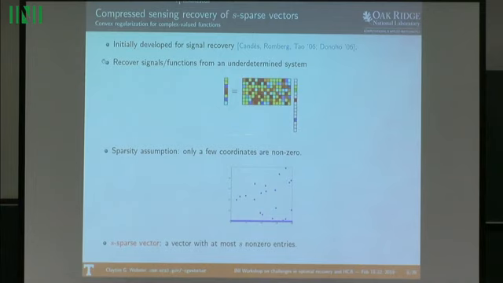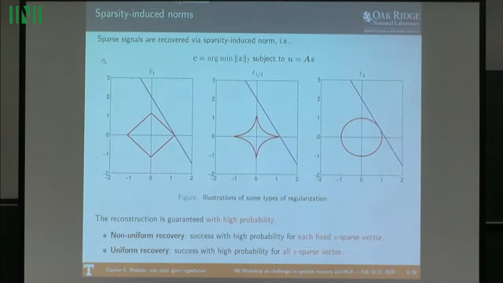As many people in this room know, this was initially developed for signal processing, and the idea is that we want to recover signals from underdetermined systems. By sparsity, I just mean I have a few active coefficients, and I'll use the phrase S-sparse vector to mean a vector with at most S non-zero entries.